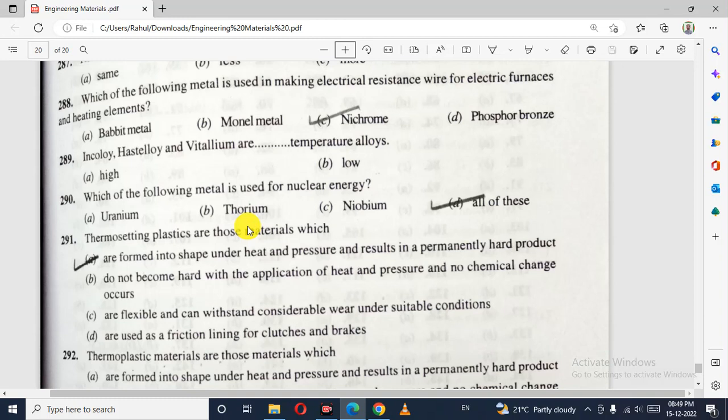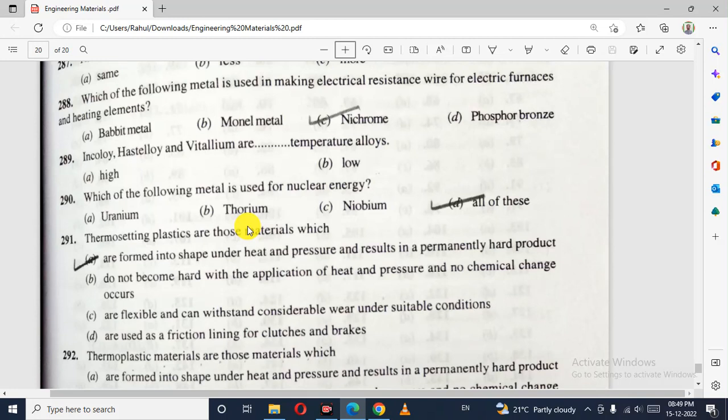Which of the following metals is used in making electrical resistance wire for electric furnaces? Nichrome. Which of the following metals is used for nuclear energy? Uranium, thorium, niobium.